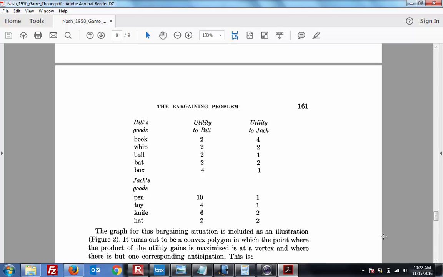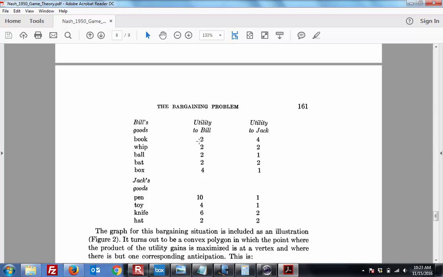So here's his economics problem. We're in 1950, and maybe you're out on the prairie somewhere, keeping the cattle in line. Bill has 5 things: a book, a whip, a ball, a bat, and a box. Jack has 4 different things: a pen, a toy, a knife, and a hat.